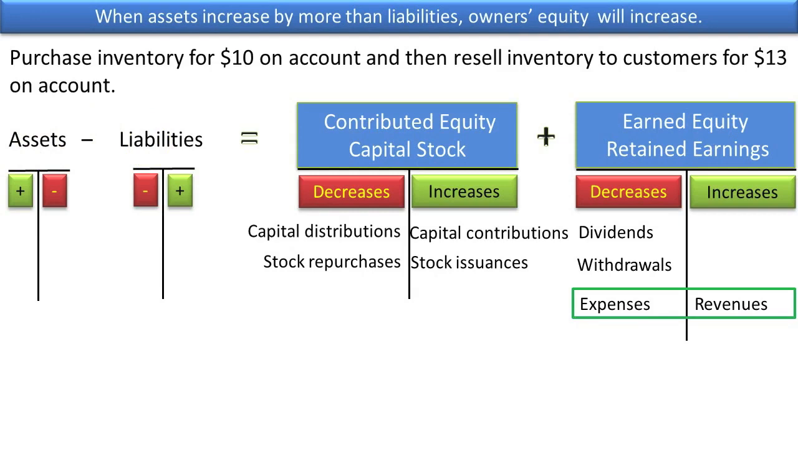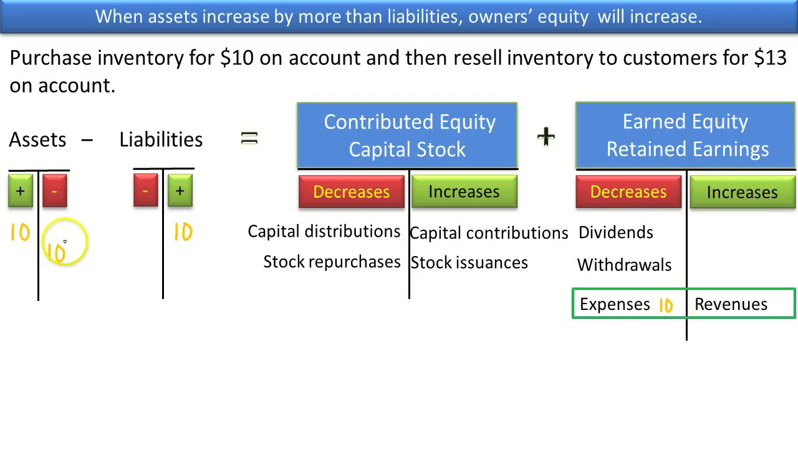If we purchase $10 of inventory on account, that means our assets increase by 10, and we bought it on account, that means our liabilities increase by 10. As you can see, the asset increase is exactly equal to the liability increase, and therefore there is no change in equity. If we were to then sell the inventory to customers for $13, we'd have to give away the inventory, so we're going to reduce it by 10. When we give away inventory to customers, that will be an expense. We'll call it cost of goods sold.